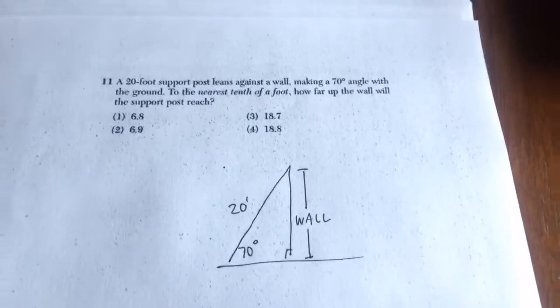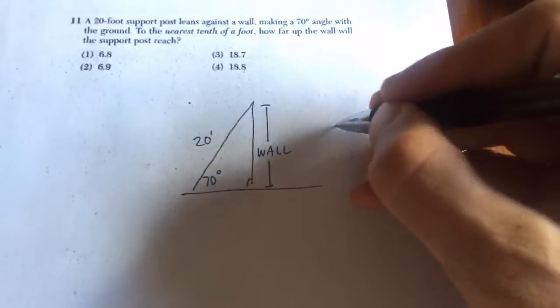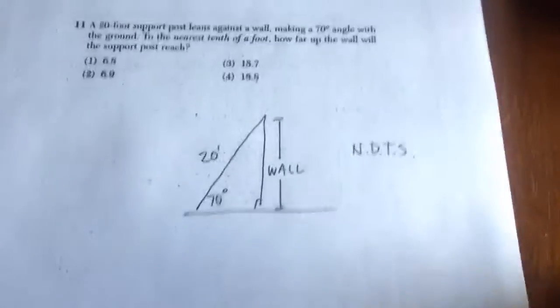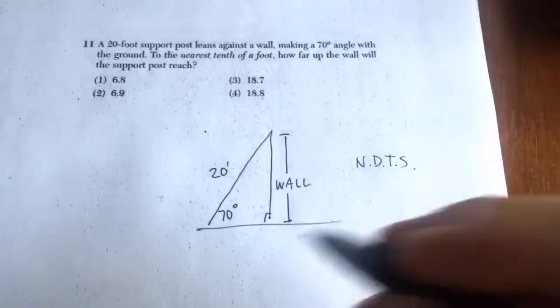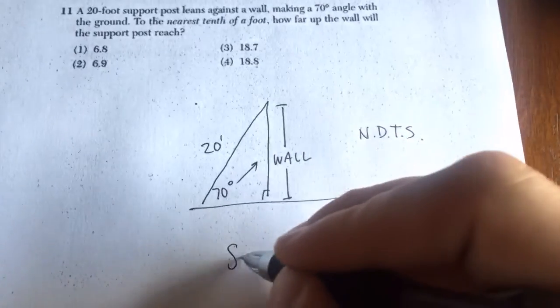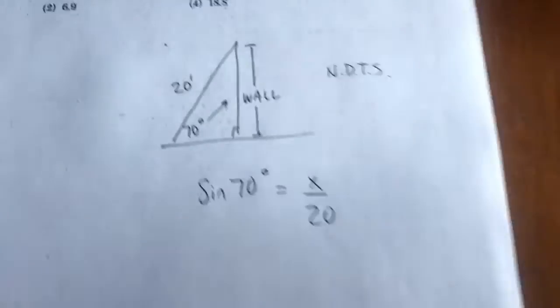Here's my diagram for this situation. You have a 20-foot support leaning against the wall at a 70-degree angle. This might not be drawn to scale. Pardon me if it's not. We're going to use some right triangle trigonometry to find the opposite side.